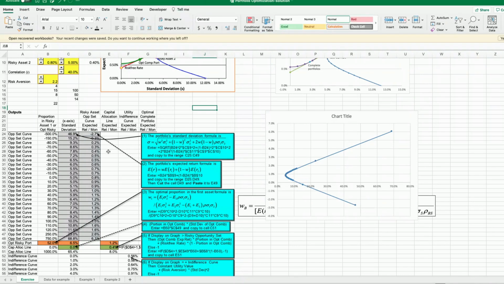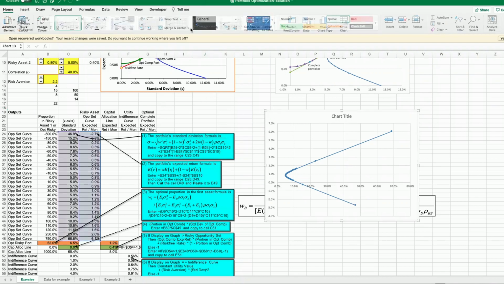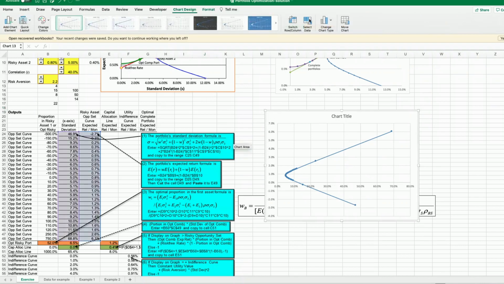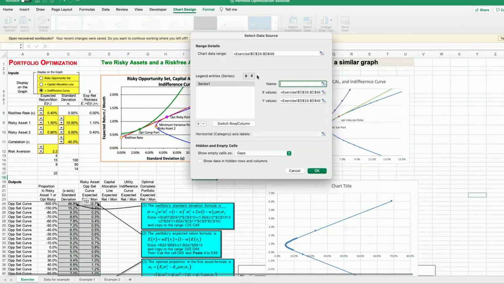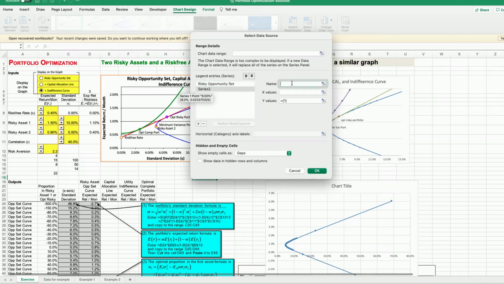And next is to add the capital allocation line. So to add more lines, you go to chart design, select data. So I want to name the first one first. The name of this will be risky opportunity set. And I'll add the second one, which is the capital allocation line.